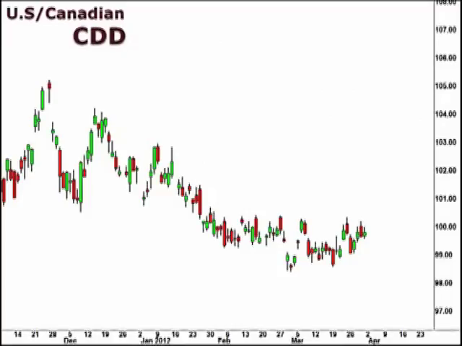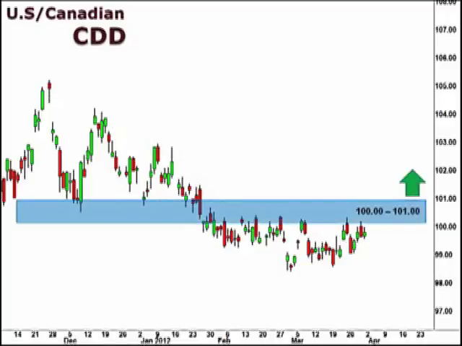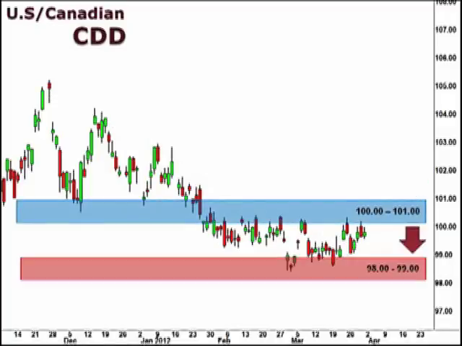Let's take a look at the CDD, the US versus the Canadian dollar. Well, the CDD continues to consolidate above the previous downtrend line. A break above 100 should signal a move higher. 98.99 remains a strong support to any move to the downside.